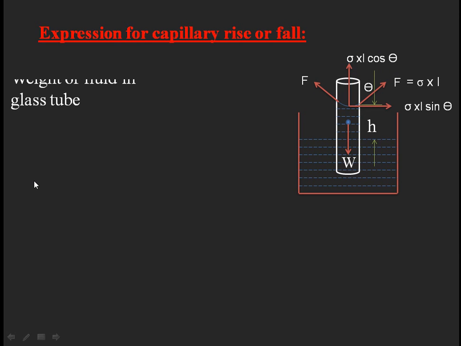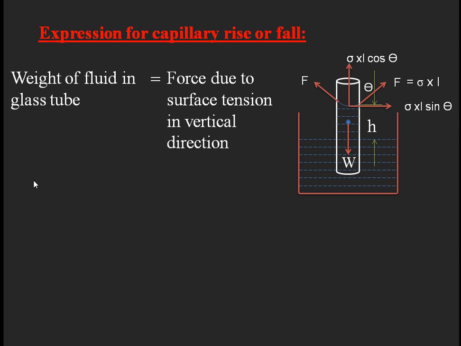So I want to write the same sentence: weight of the fluid in the glass tube is equal to force due to surface tension in vertical direction. So first I want to write the weight of the fluid as W, which is equal to force due to surface tension, which is sigma L into cos theta. Already we have written sigma into L into cos theta.